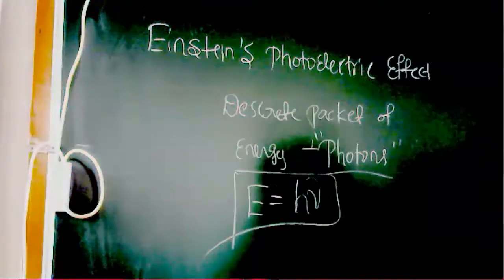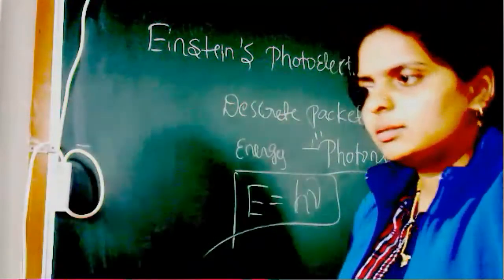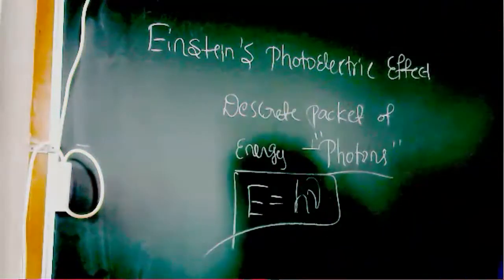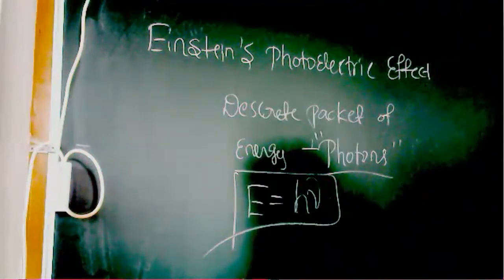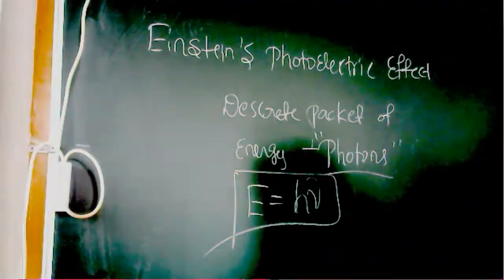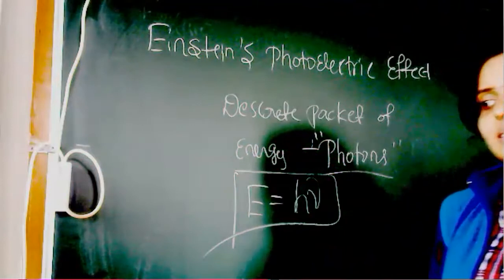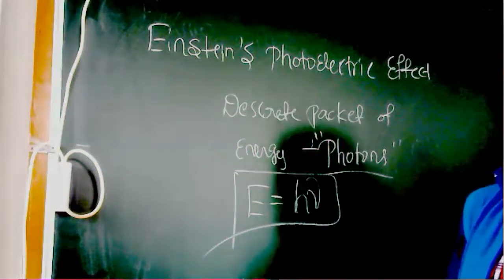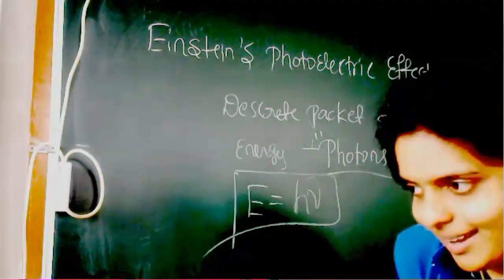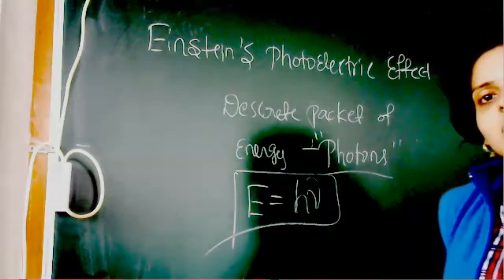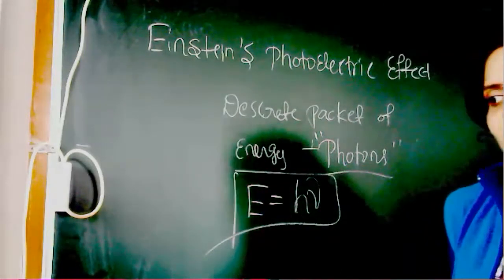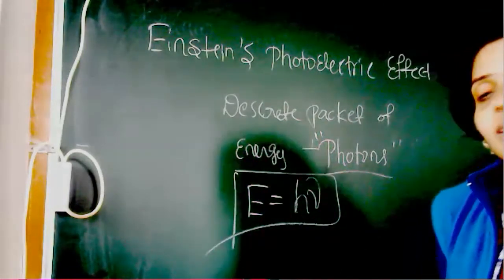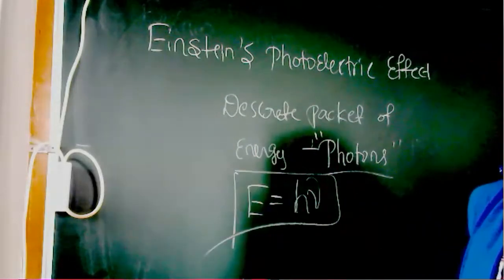6.645... 6.64. Okay, into 10 to the power... minus 34. It is 6.626 into 10 raised to minus 34 joules, right? That is the h value, that is Planck's constant value.